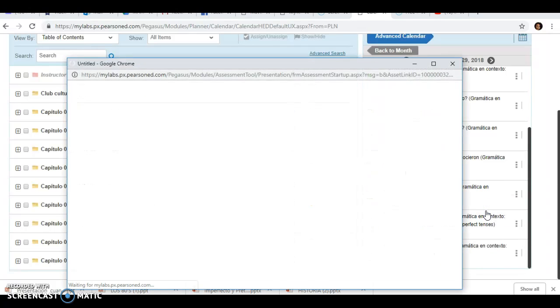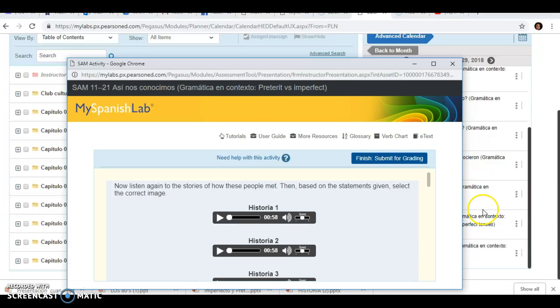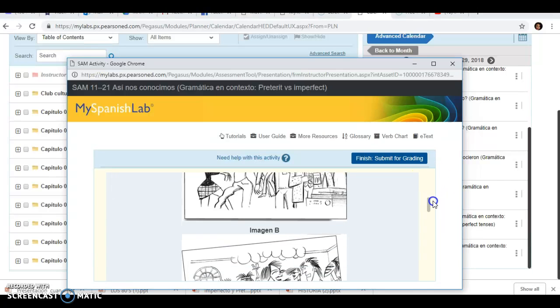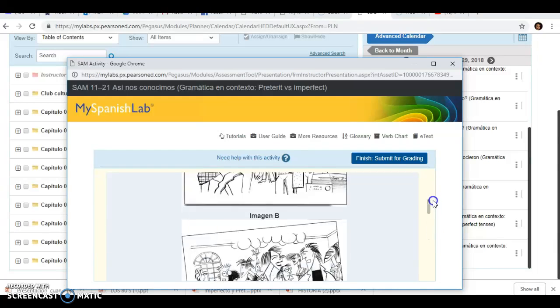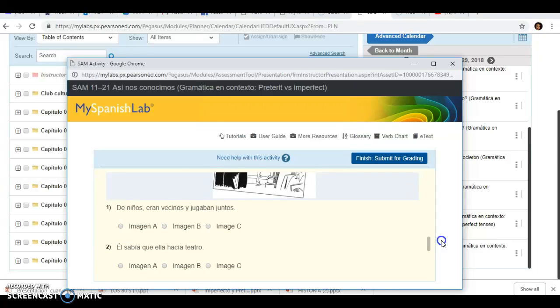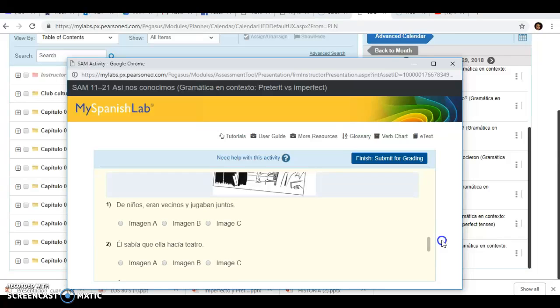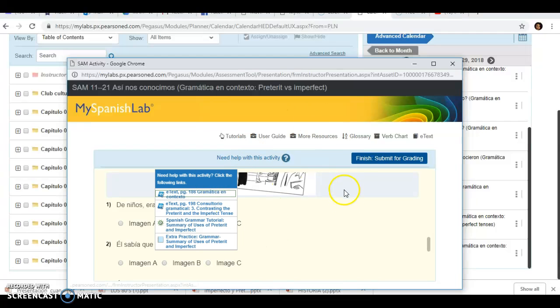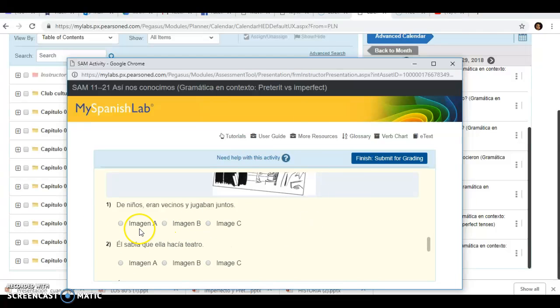In this exercise, now listen again to the stories and how these people met. Then, based on the statements given, select the correct image. So here you have history 1, 2, and 3 again, and you will choose according to what you listen about the way that they met. Which of these ones: when they were children, when they met, when they were neighbors and played together. So you have to listen, and according to the stories that you heard, you will pick up image A, B, or C. Okay.